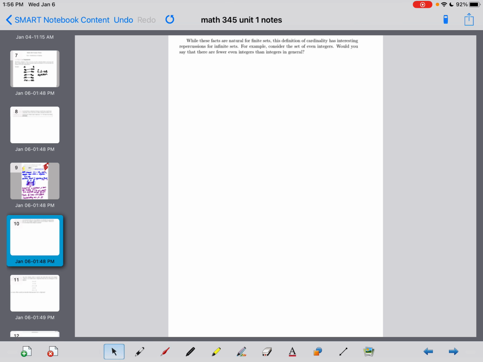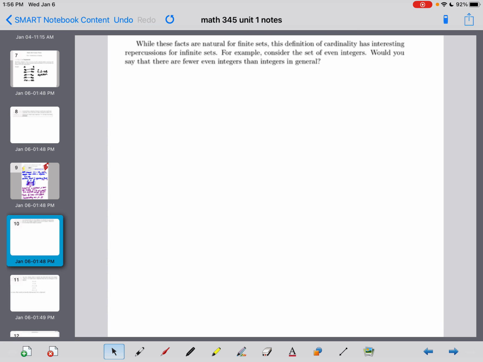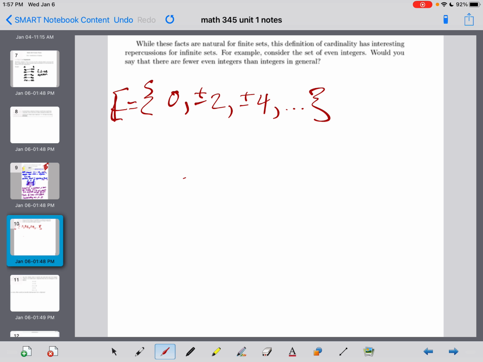Now, these facts, of course, seem natural for finite sets, but the definition that we use for cardinality has some really interesting repercussions for infinite sets. And to just give you an example, consider the set of even integers. Okay, so even integers, this would be 0, plus or minus 2, plus or minus 4, etc. Would you say that there are fewer even integers than there are integers total? I'm going to call this set E just so I can talk about it a little bit easier.